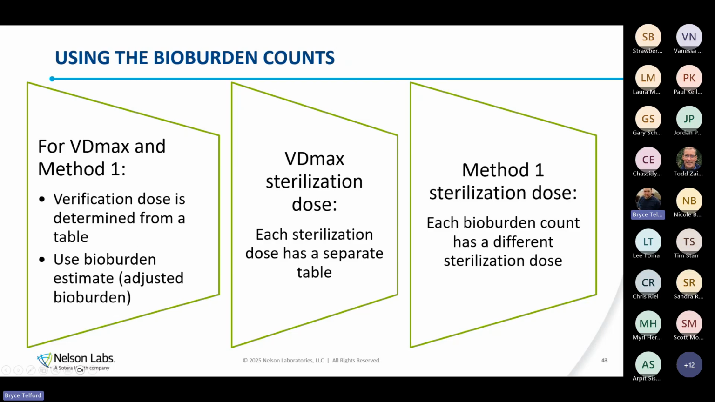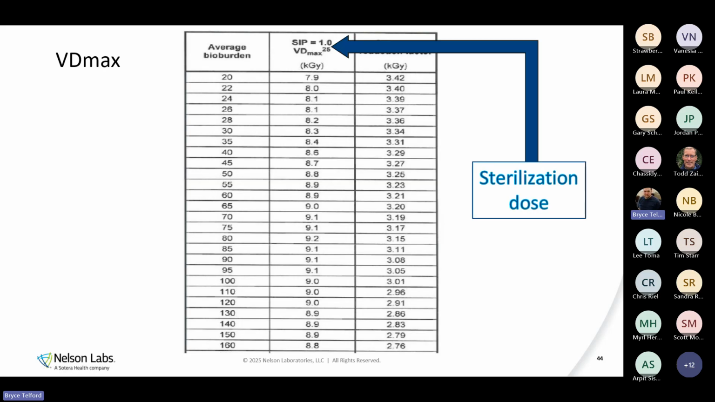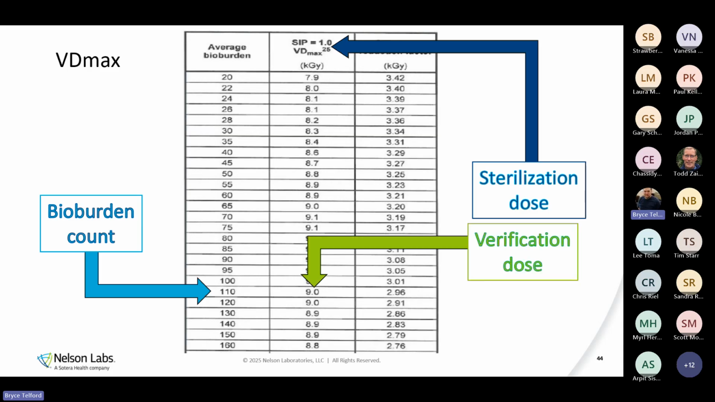So let's take a look at the VDmax table itself, and we can actually see this. So what we have here in this center column is our sterilization dose. That's the table that we're picking for VDmax, is we're going to sterilize at 25 kilogray. So then we're going to take our bioburden estimate. Let's say it's 110 colony forming units. That's our bioburden estimate for the product. That's going to give us our verification dose. So that's in this case going to be 9 kilogray.